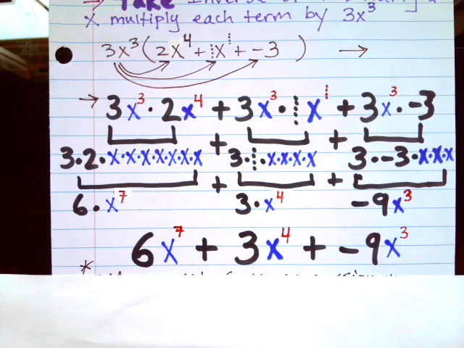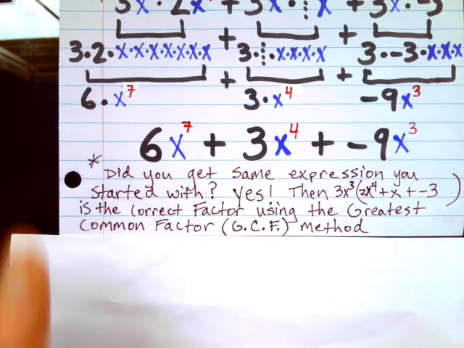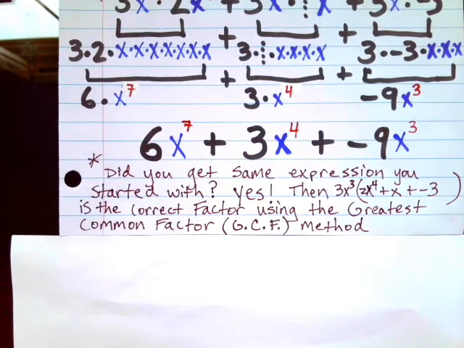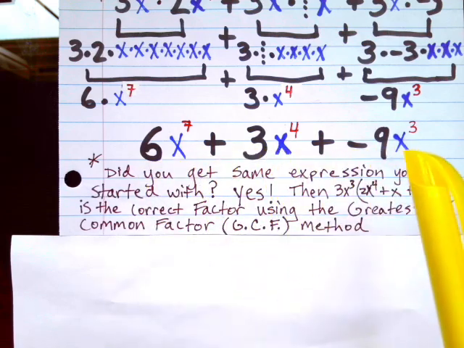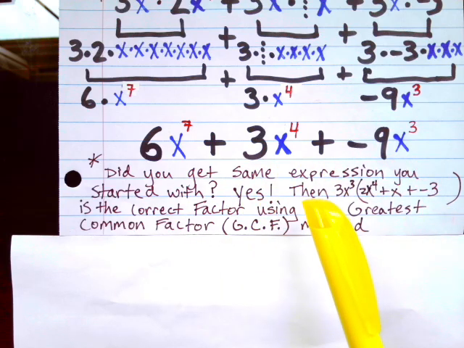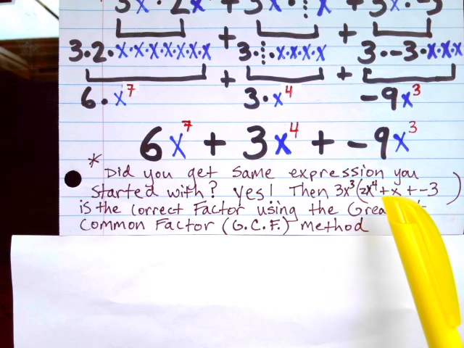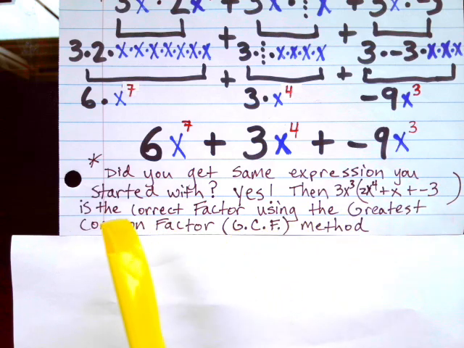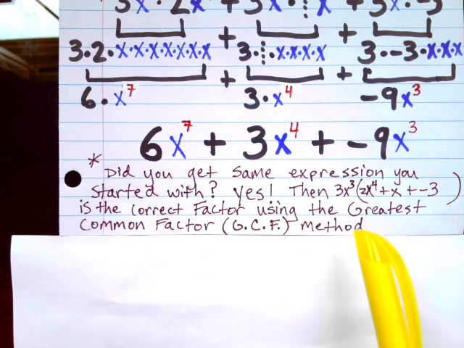Is this the same expression that we started with? Yes, it is. We started with the same expression at the very beginning, and we were just checking our factoring. If we end up with the same expression that you began with, then yes, you did the factoring correctly. Then 3x cubed times the quantity of 2x to the 4th power plus x plus a negative 3 is the correct factor using the greatest common factor method.